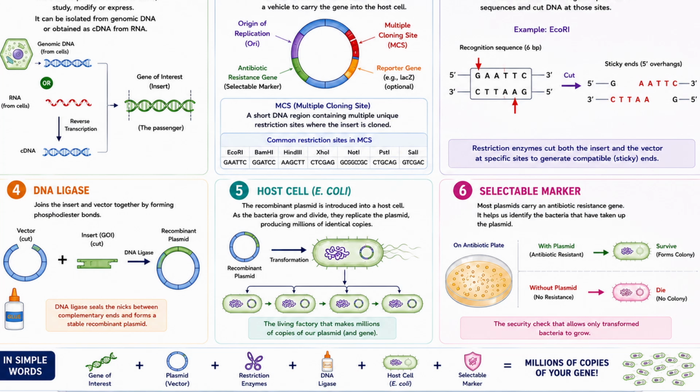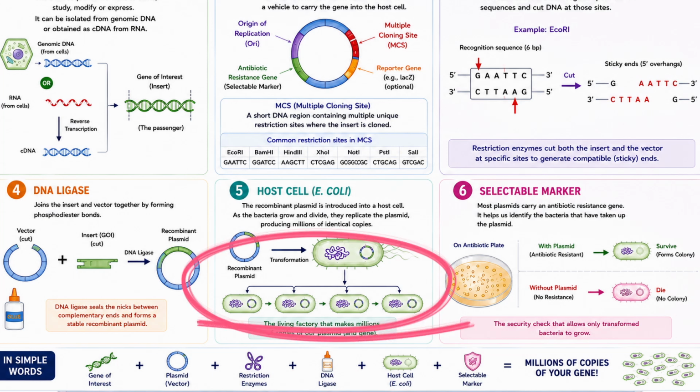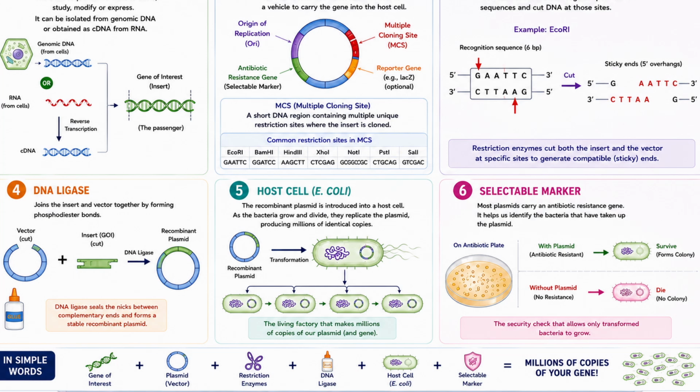So now that your recombinant plasmid is ready, it needs to be transferred to the host cell. You can transfer this to the host cell using electroporation. After transformation, the bacteria divide rapidly, and every time the bacterial cell divides, the plasmid also replicates, as we see here. As a result, millions of identical copies of your gene of interest will be produced.